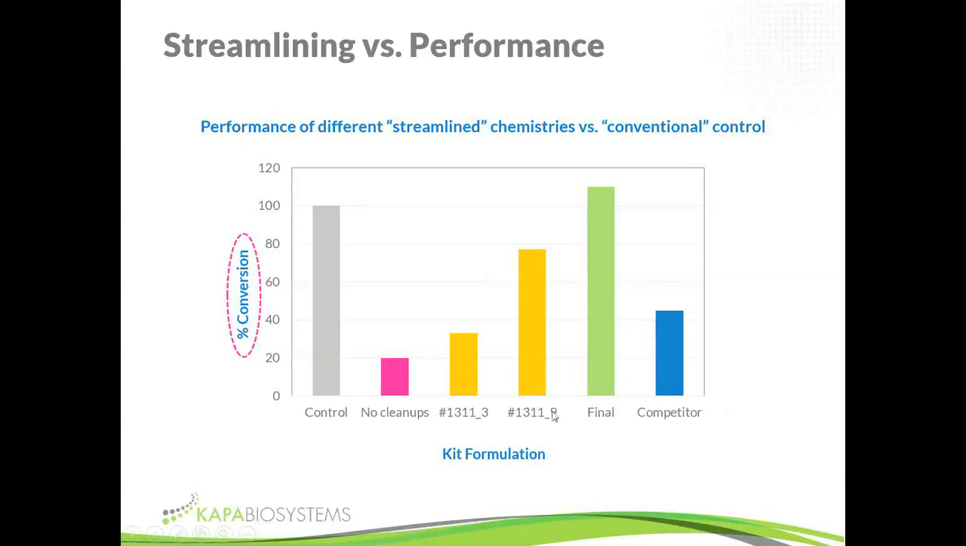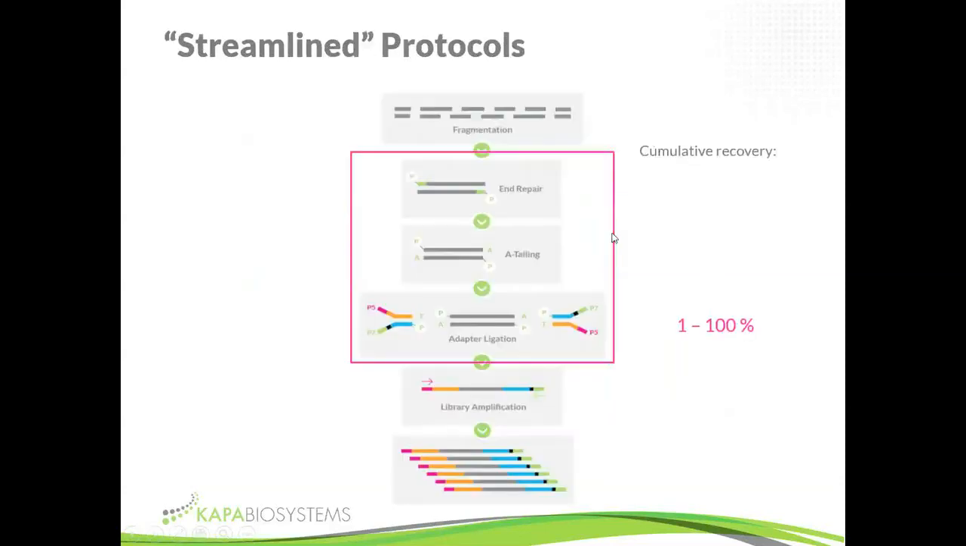So if we look at cumulative recovery, obviously we see this library construction process not as individual steps in streamlined protocols, but as a single step. And recovery depends on sample type and input, but especially with the HyperPlus protocol, where we're able to even add the enzymatic fragmentation in the same tube, and we'll talk about that in huge detail in the next part of the series, we are able at high inputs to get to about 100% recovery. So if you start with a microgram of DNA, you can get a microgram of DNA out.